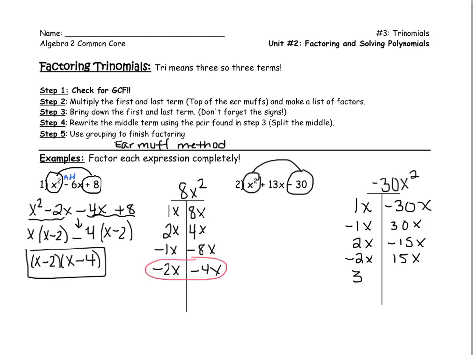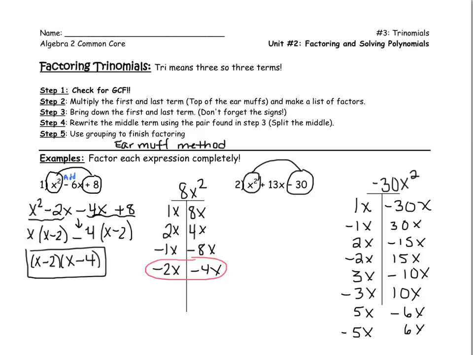3x and negative 10x, or negative 3x and 10x. Okay, we're up to 4 now. Does 4 go into 30? No. How about 5? Yep. So we could do 5x and negative 6x, or negative 5x and positive 6x.